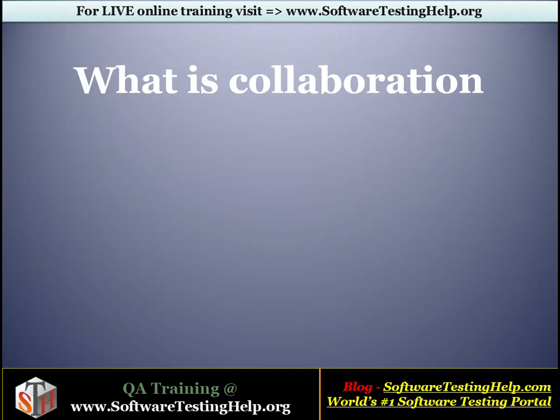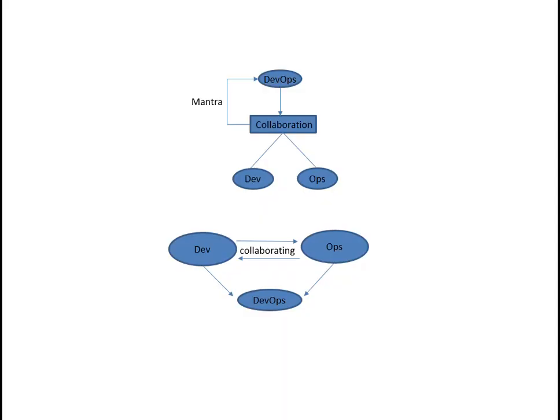What is collaboration? While we defined DevOps earlier, we referred to DevOps as nothing but collaboration between development and operations teams, and collaboration is the DevOps mantra, and the title DevOps carries that. If I have to explain this via this diagram, it is the DevOps wherein there's a collaboration that happens between development and operations, and collaboration is nothing but the mantra of DevOps.